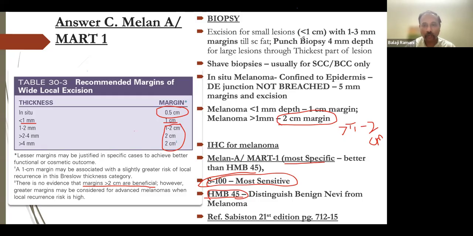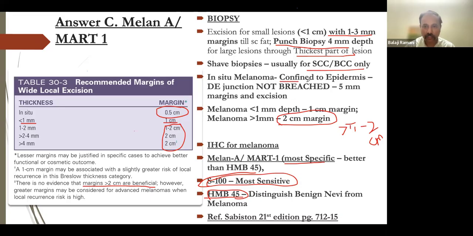So in general, for a small lesion less than 1 centimeter, as I already mentioned, you can do a 1 to 3 millimeter margin till the subcutaneous fat. You have to excise small lesions. For larger lesions, go for a punch biopsy through the thickest part of the lesion. Again, shave biopsy is usually recommended for squamous cell and basal cell only, not for melanomas.